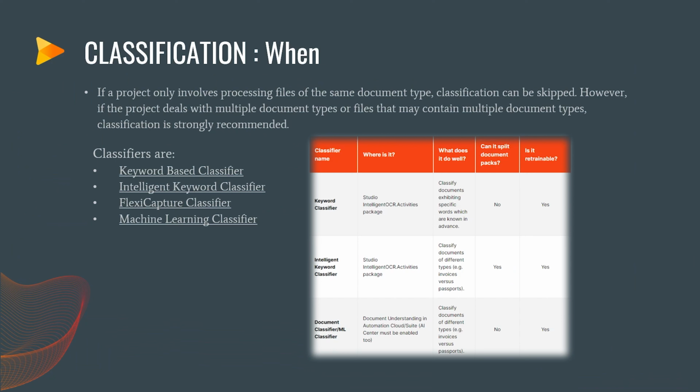And then the FlexiCapture classifier and the ML classifier. The ML classifier needs AI Center, and it will use an ML model to classify the document. So this is the table where you can see where each classifier is available, when it fits well, and whether it is retrainable or not. You can find this in the UiPath documentation. I'll share the link in the description.